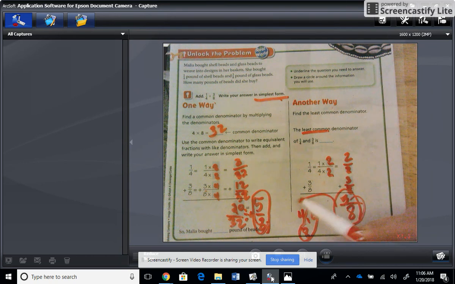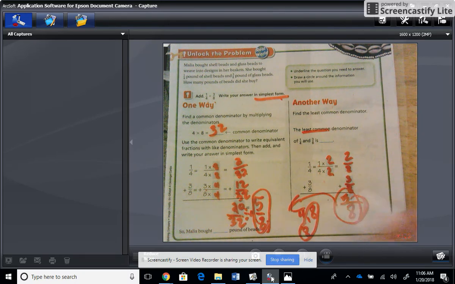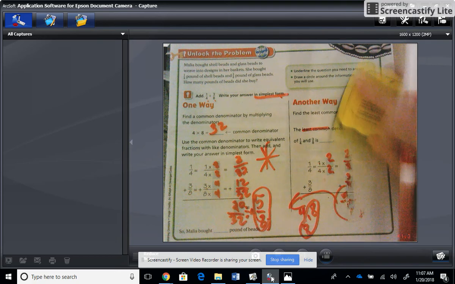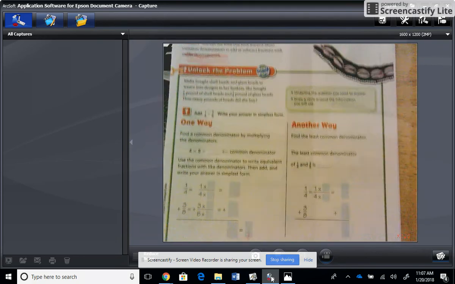I didn't have to simplify. Now, will I always never have to simplify? Not necessarily, but your chances are greater. So you decide which one of these two ways you like. Let's move on.